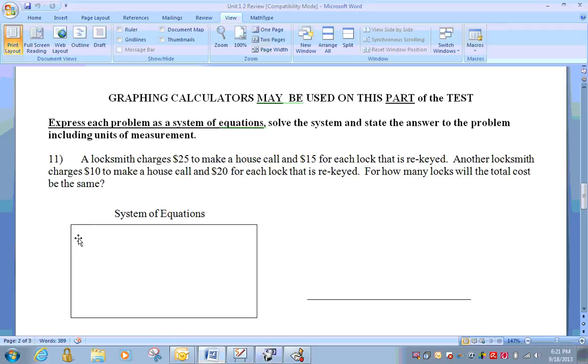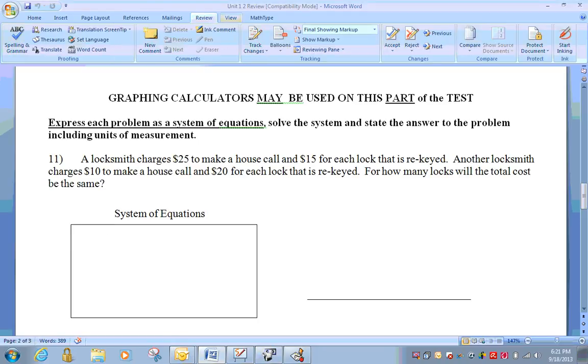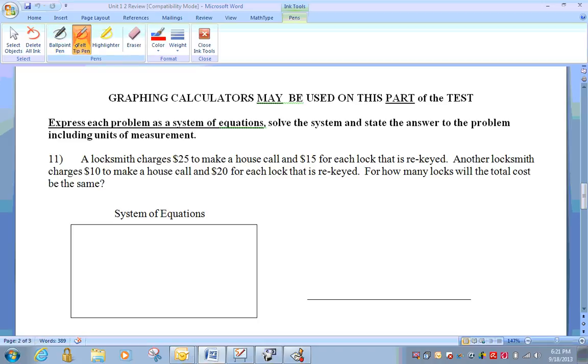Okay, so for the first locksmith, we're going to write the equation y equals 25 for the fee plus $15 per lock. So I'm going to put an x. 15. So y equals 25 plus 15x. For the other locksmith, we can write the equation y equals the $10 fee plus 20 times x for the $20 for each lock that's rekeyed.